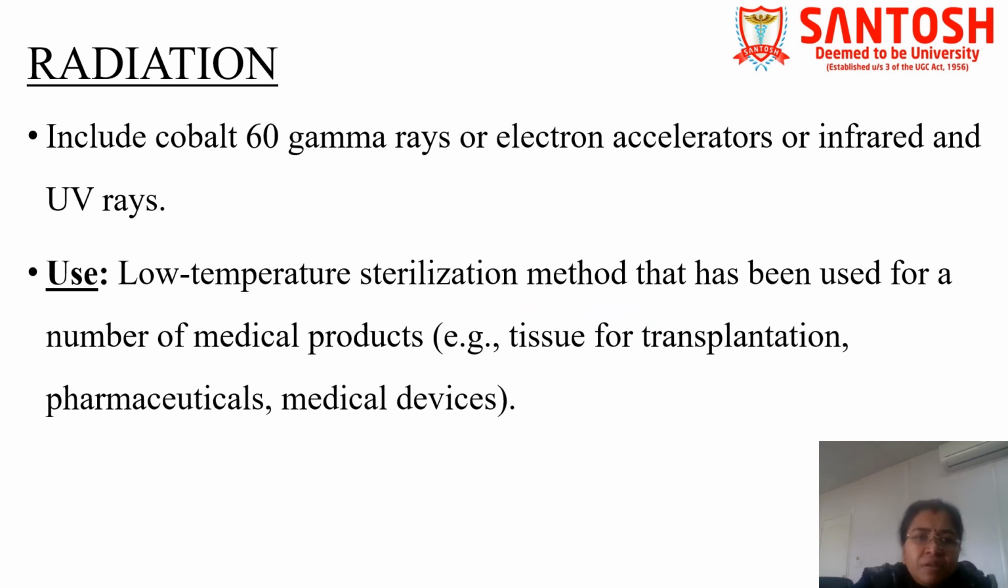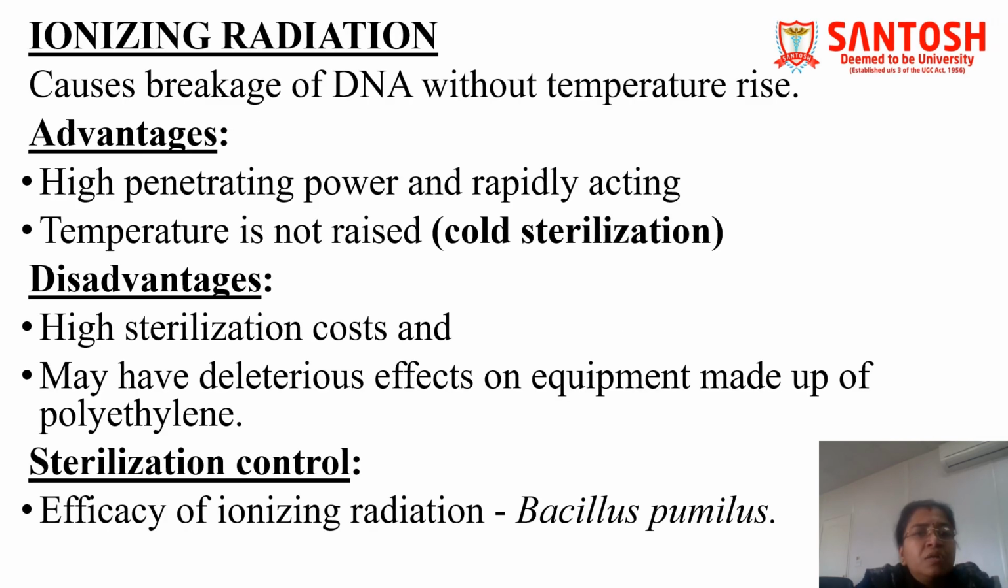Now the last physical method of sterilization, that is radiation. It includes sterilization by radiation, that can be cobalt-60 gamma rays in electron accelerators, or infrared rays or ultraviolet rays. It is a low temperature sterilization method that has been used for a number of medical products. Pharmaceutical products like syringes are all sterilized by radiation now, also medical devices, tissue for transplantation, etc. Radiation can be divided into two categories, ionizing radiation and non-ionizing radiation.